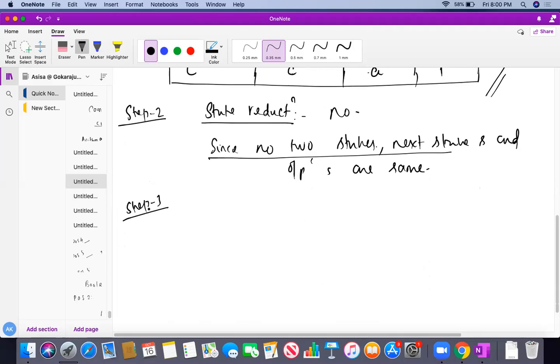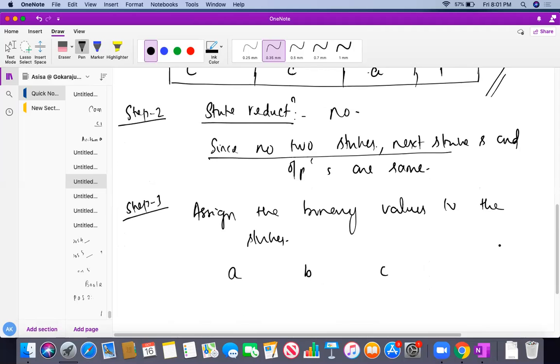You have to assign the binary values to the states. So what are the states here? Mainly there are 3 states, A, B, C. In order to represent these 3 states, how many binary terms are required? Just 2 terms, because 2 squared gives 4 different states we can represent, and we have only 3. So A will be 0 0, B will be 0 1, C will be 1 0. Understand? This is the way you can assign the binary values.